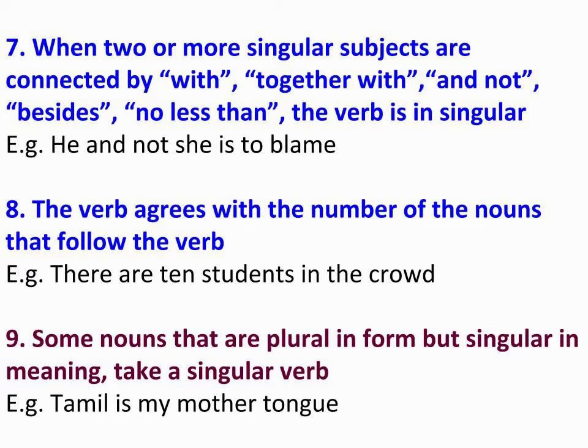The noun here, the number there, means plural. So there are how many students? 10 students in the crowd. Let us see the ninth rule.